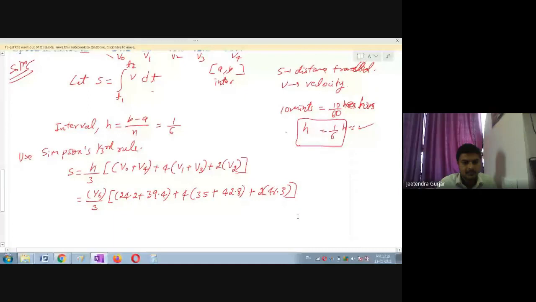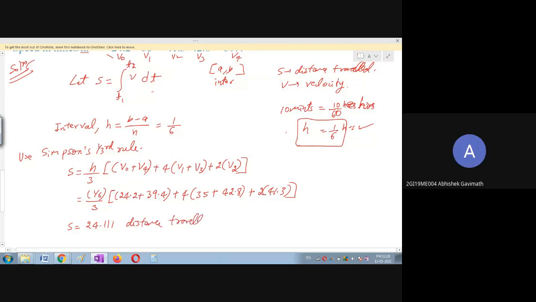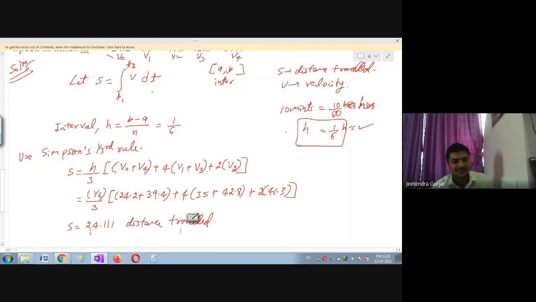25.411. Yes, the answer is right. S is equal to 25.411, the distance traveled by the train. So this value is the approximate value of the distance traveled.